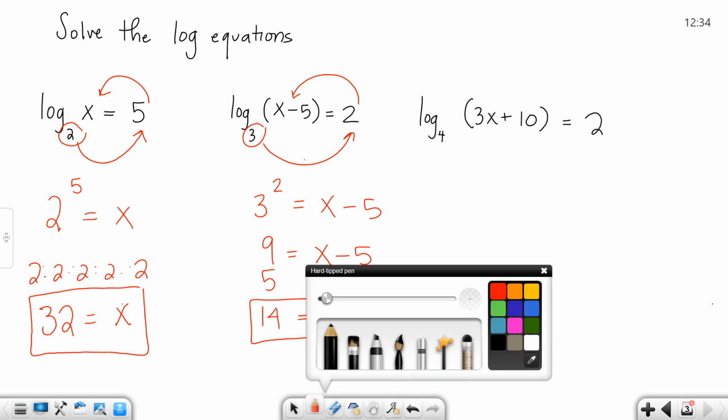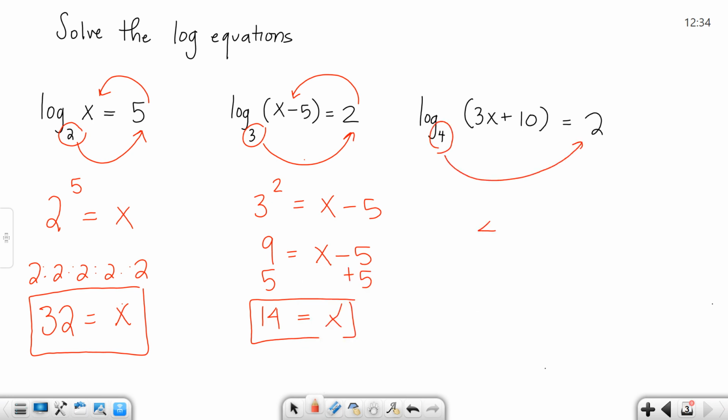Okay, so let's try the last one. You're going to start with your base, 4. Circle around and get the exponent, and that equals 3x plus 10. Now 4 squared is 4 times 4. Make sure you don't put an 8 because they'll try to trick you with that on your final. So 4 squared means 4 times 4. So that's 16 would equal 3x plus 10. I'm going to subtract 10 from both sides. So 6 would equal 3x. I'll divide both sides by 3. So 2 would equal x. And that's how it would work.